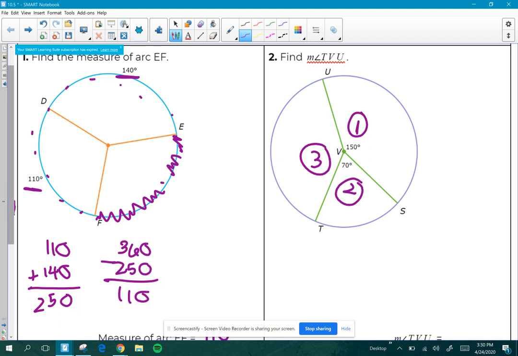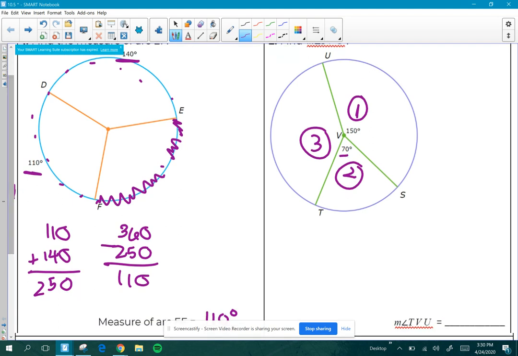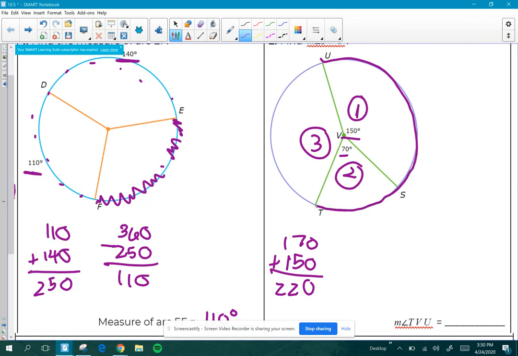So what I can do is I can add up the measures that I do know. So I have an angle that's 70 degrees and an angle that's 150 degrees. If I add those together, I get 220 degrees. And that's what this whole portion of the arc is equal to. So in order to find the measure of that third angle, I would have to do 360 minus 220. And I get 140 degrees. All right, so that's the basic concepts. These are from section 10.3, but we will use it occasionally in today's lesson, so I did want to make sure that we took some time to review it.